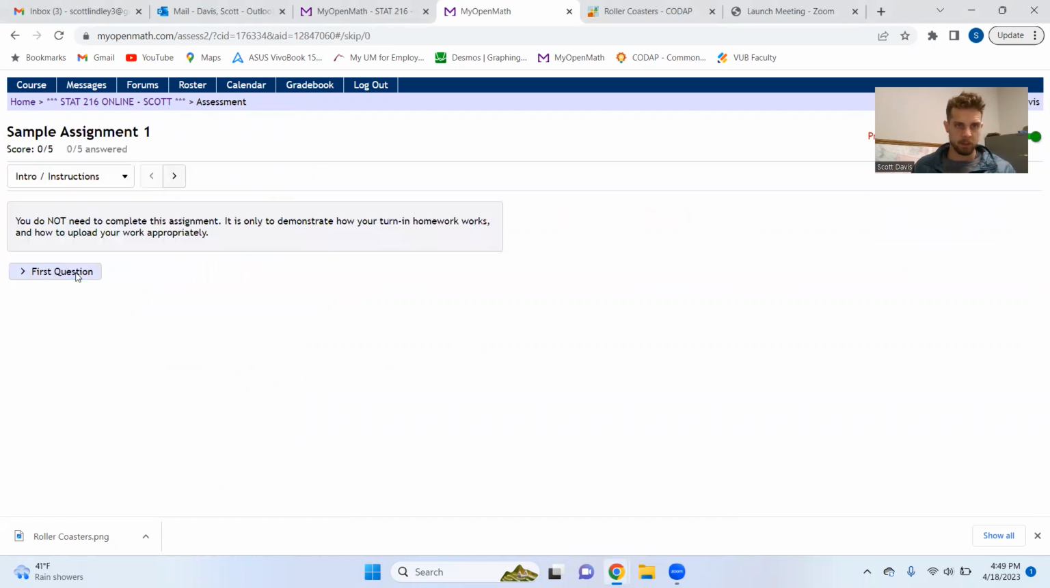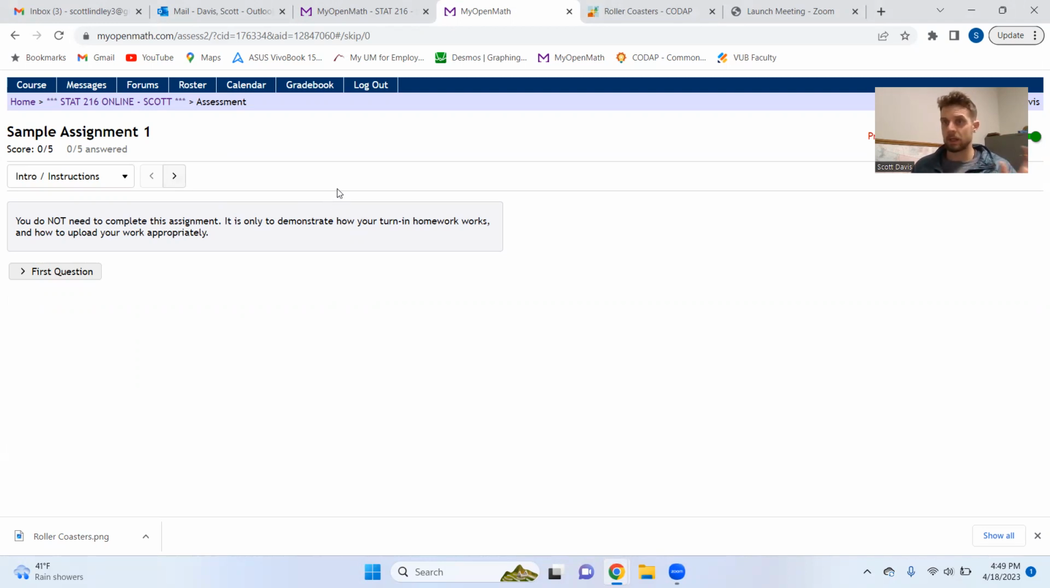So on this assignment, I'm going to go to teacher. Again, you don't need to complete this. This is just to show you what the expectations are for when you are uploading your work for your turn-in homework. Your turn-in homework will be similar to your online homework, except I will require about a third of the points will come from the work that you've shown.